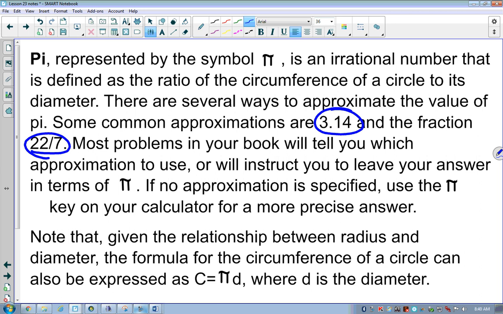There aren't very many instances where they're going to ask you to use the fraction. Usually it's 3.14. You do have a pi symbol in your calculator, so if it ever says to measure it exact, they either mean to solve in terms of pi or to use the pi key. Okay, does that make sense? Does everybody follow me there?